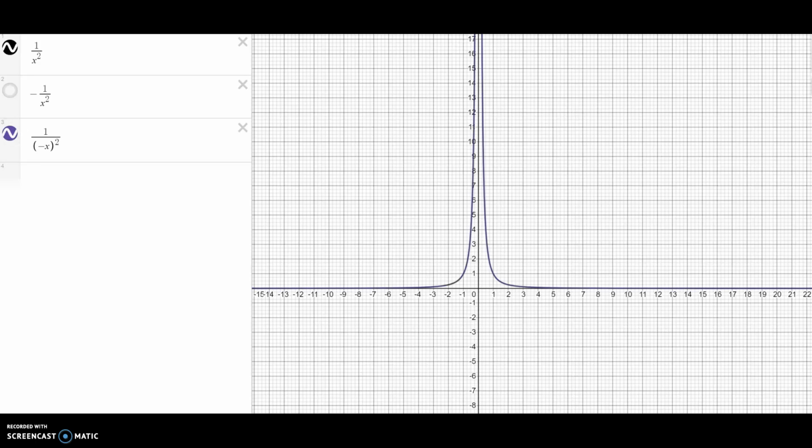Now if I was going to reflect about the x-axis, that would be this blue function here. Notice how it's reflecting across the x-axis. Okay, and notice that would be negative 1 over x squared.